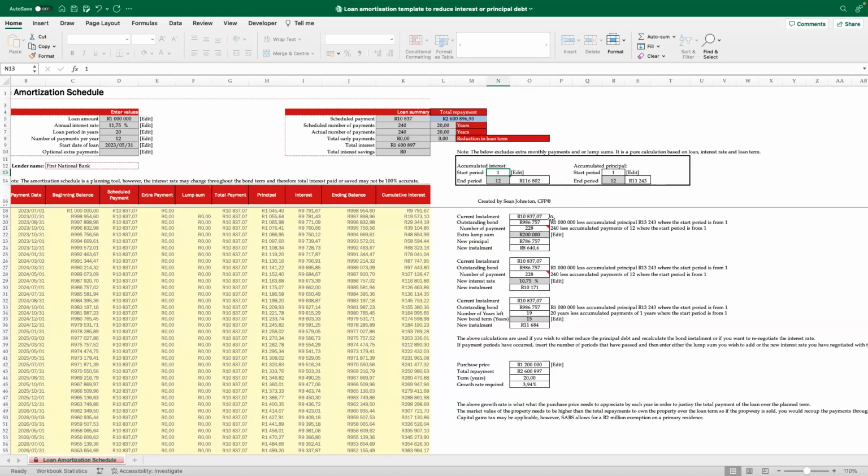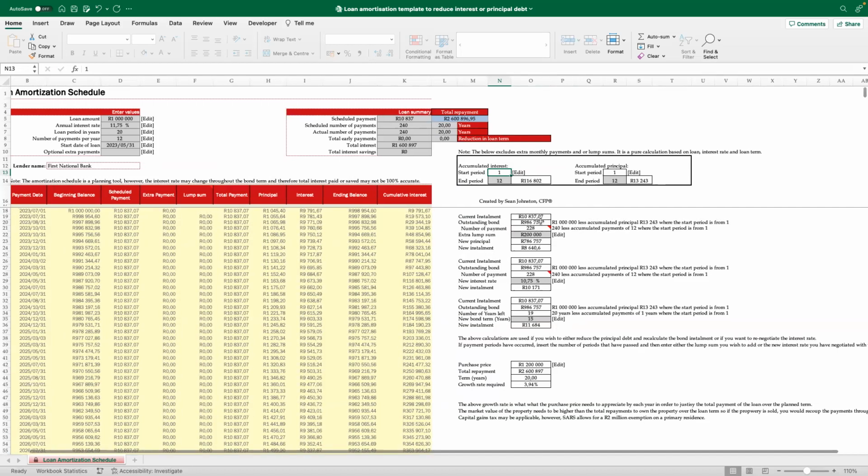So what you would then do is, the installment is still 10,837. Your outstanding bond after the first 12 months is 986,557. And where you get that, it's just through a separate calculation, but it is essentially 986.5. So this is after the first 12 months. You've got 228 payments left because now you're taking 240 minus the number of payments that have occurred, which is 12.